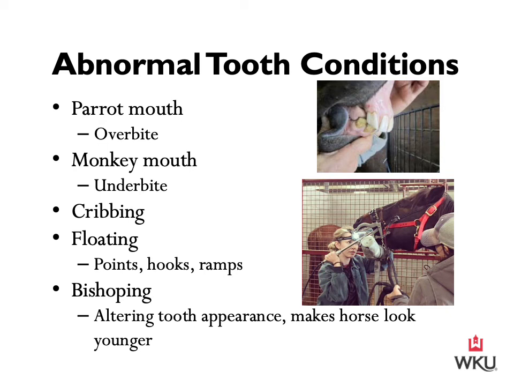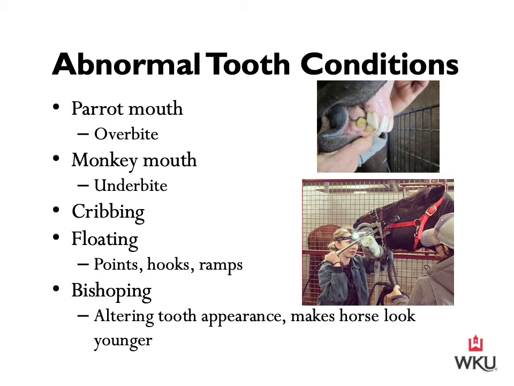When we look at horses that are monkey mouthed, monkey mouthed is going to be the opposite of parrot mouthed, so it is going to be an underbite. And monkey mouth is going to be seldom seen in horses. So parrot mouth is very common, and monkey mouth is seldom seen.